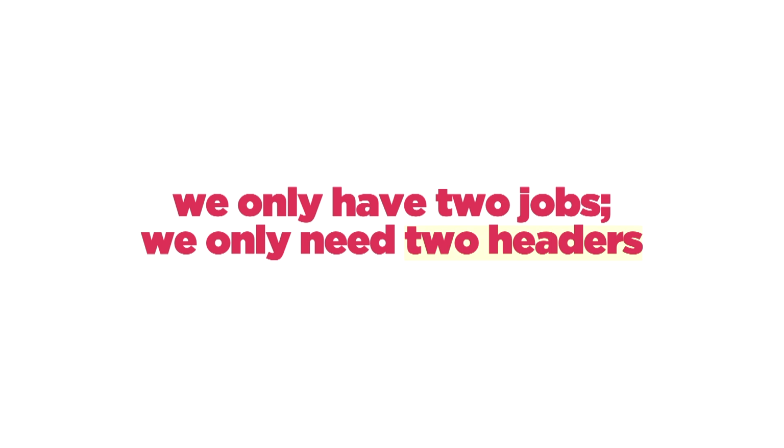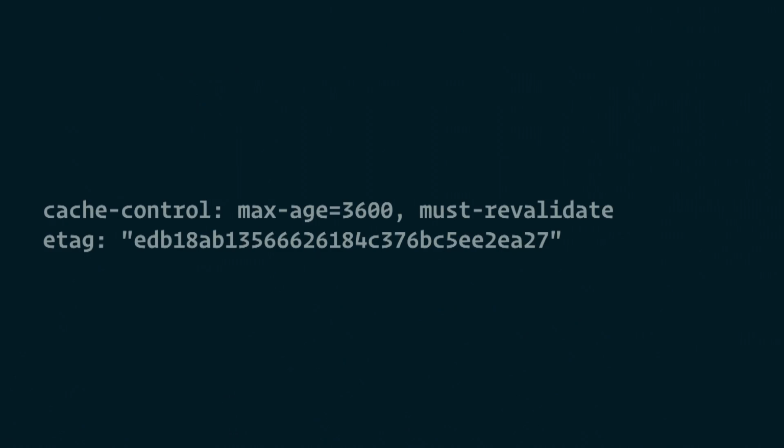The other thing is, we only have two jobs, caching and revalidating, so we only need two headers. I think the biggest thing we run into when it comes to configuring caching is that there are so many headers available. Which one do we need? Do we need all of them? We've only got two jobs. We only need two headers. That would be Cache-Control and ETag, and technically, if the file is fingerprinted, we don't need the ETag. So in that scenario, we only need one header.